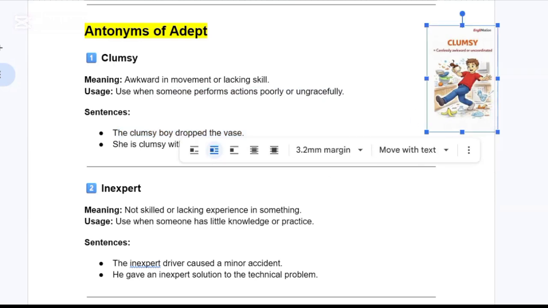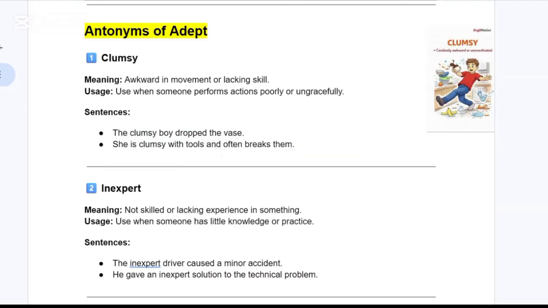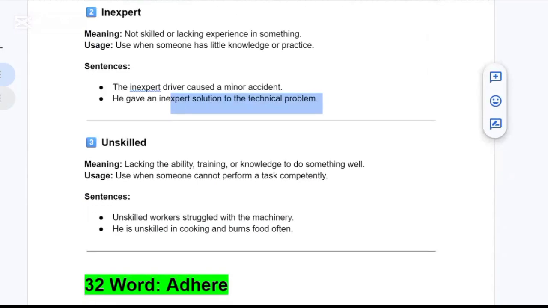For example, in this picture, you can see examples of being clumsy. The boy is very clumsy here. Inexpert: not skilled or lacking experience in something. Used when someone has little knowledge or practice. The inexpert driver caused a minor accident. He gave an inexpert solution to the technical problem.